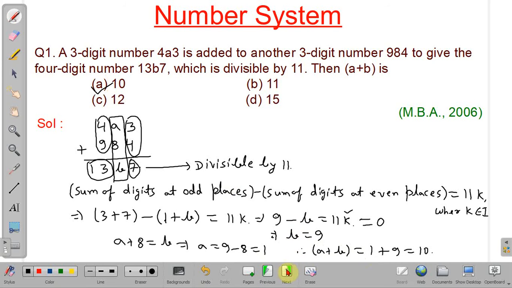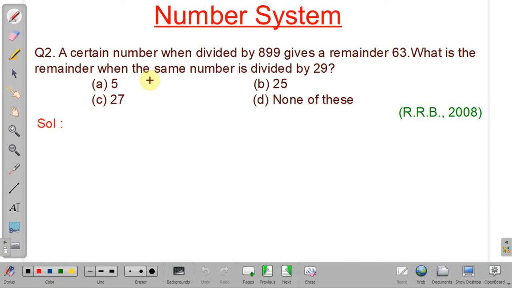Okay. Coming to next problem. See, in this problem what is given? A certain number, when divided by 899, the remainder is 63. Now we have to find the remainder when the number is divided by 29. Okay. So how we can solve this?